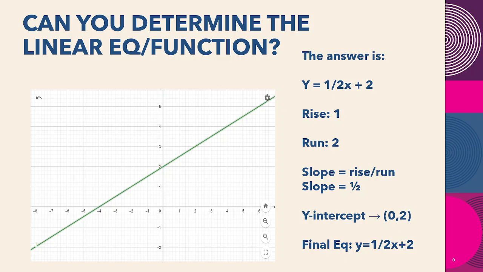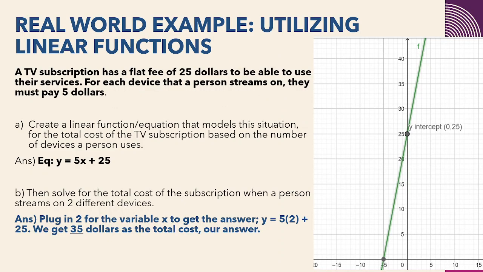And so the y-intercept, or the starting point of the linear function, would be (0, 2). And so the final equation would be y equals 1/2 x plus 2, as followed in the linear equation format as y equals mx plus b.